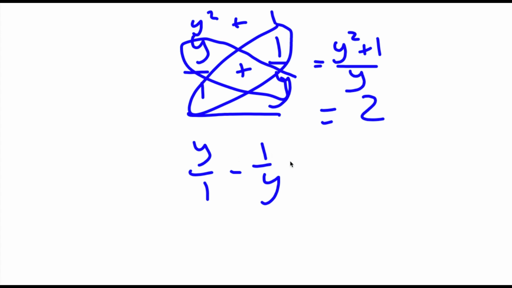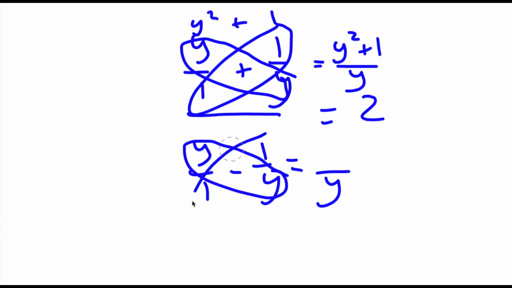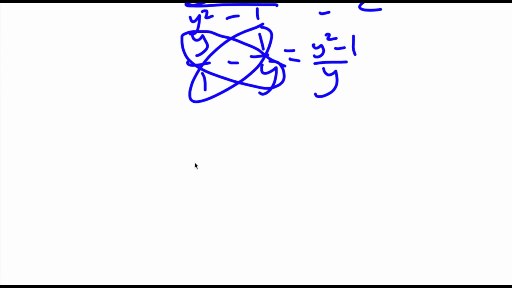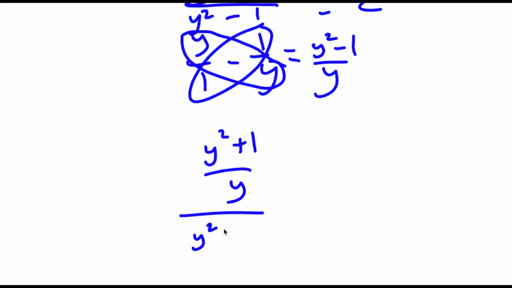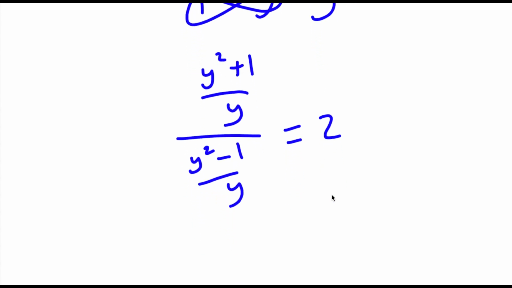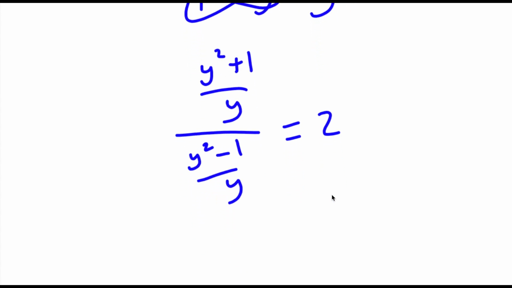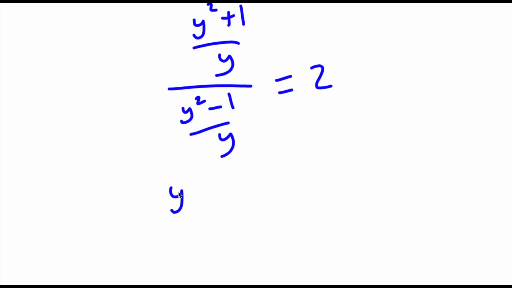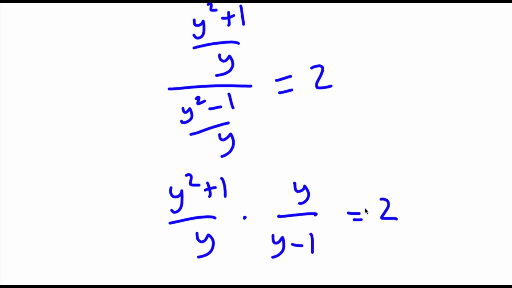Now for my denominator, 1 times y is y, so y is still my denominator. Now, cross multiply, y times y is y squared, minus 1 times 1 is 1. So I have y squared minus 1. So now I have y squared plus 1 over y, over y squared minus 1 over y. This is equal to 2. Now this is the same thing as y squared plus 1 over y times y over y squared minus 1 is equal to 2.